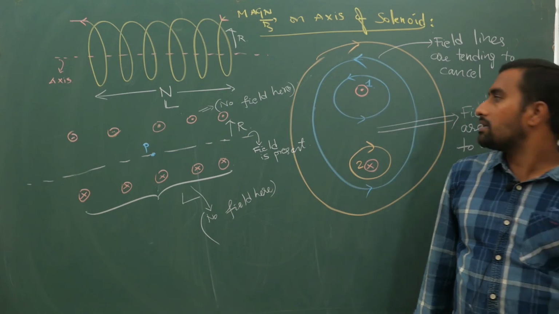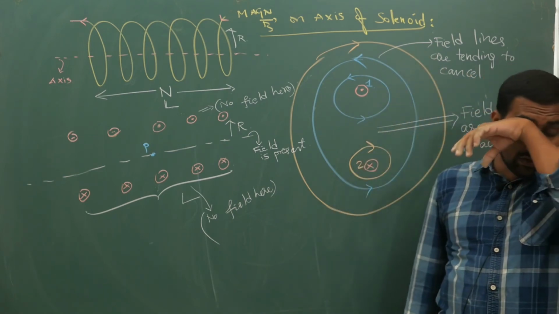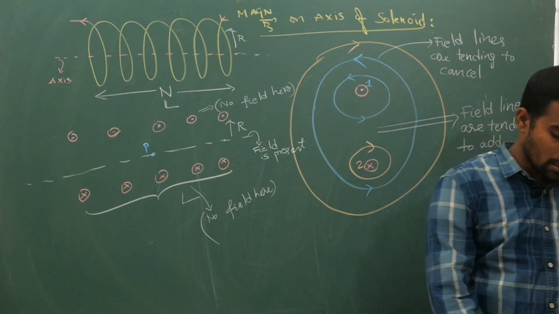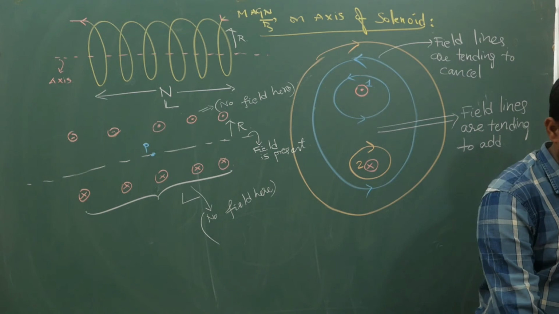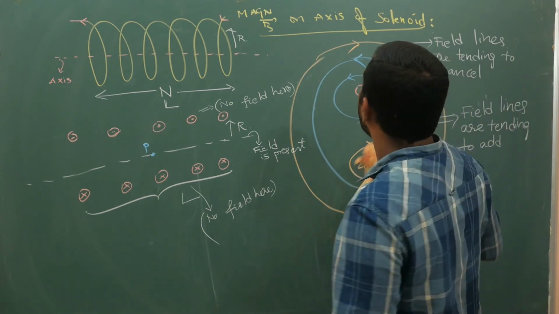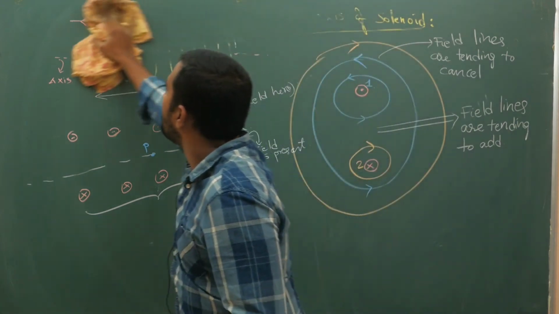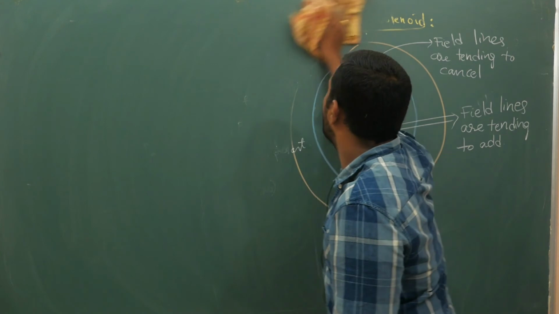And remember, in the middle they are adding up, on the top and in the bottom they are cancelling out because they are in opposite directions. Now I will draw a solenoid and then I will try to calculate the field because of this solenoid. So how do I do it? How do I calculate magnetic field on the axis of the solenoid? You observe carefully.